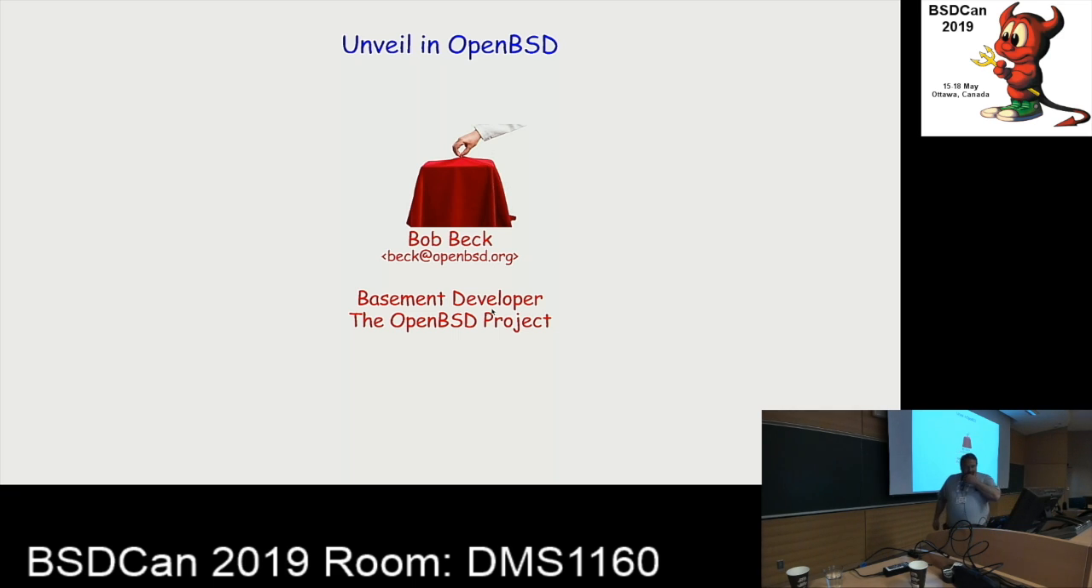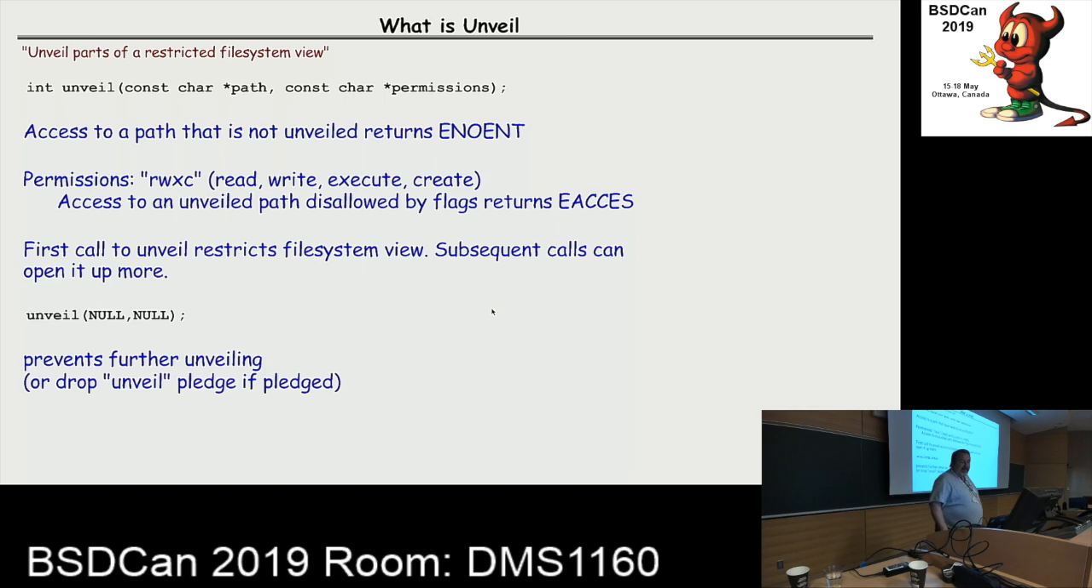So I've been involved in OpenBSD for quite some time. This talk is actually about a new system call we added just before OpenBSD 6.4, and we've been evolving it, and it's called Unveil. I'm going to talk about what it is, how it went in, how it's used, and how we've changed it over the last couple of releases. I think it's probably now getting close to where it's mature. There's still a few things that we'd like to change.